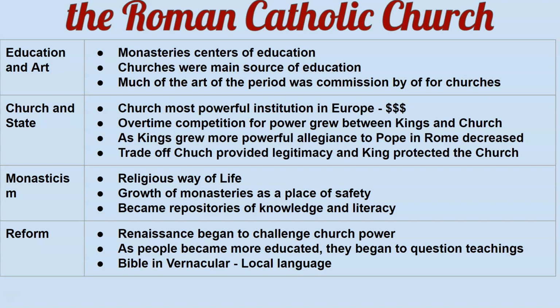At the same time, you have the monastic life coming on. It's really the religious way of life. You begin to have monasteries cropping up all over the place. They're both a place of safety as you come out of the Dark Ages, but they were also the repositories for knowledge and literacy, so they also gain a lot of power and wealth.